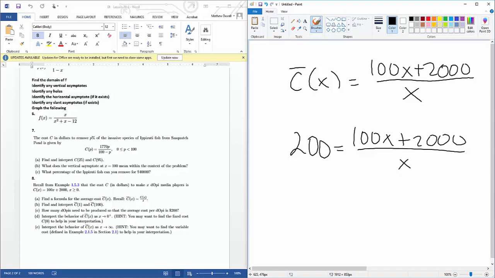Interpret the behavior. So now you want to plug this into the calculator, and it wants you to look at what's happening when x is approaching 0 from the positive, and then what's happening when x is going to positive infinity. So go ahead and plug those in the calculator to kind of take a look and see what's happening with that.